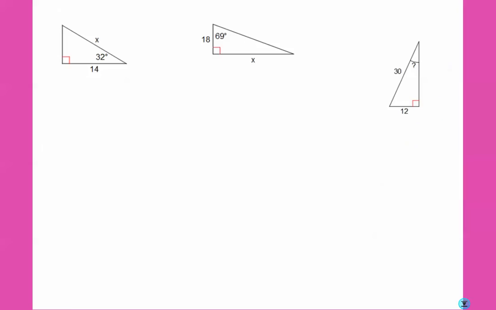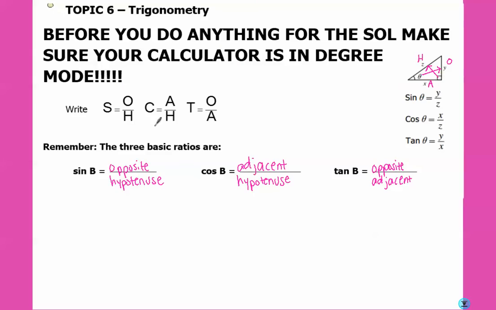So let's look at some examples. The first thing you want to do is look at your angle that you're given and label your sides. Straight across from that is opposite. Straight across from the right angle is hypotenuse. The other side is adjacent. Then you're looking for what you're given and what you're trying to find. So I was given the adjacent side and I want the hypotenuse. So that's A and H. Cosine is the one that uses A and H.